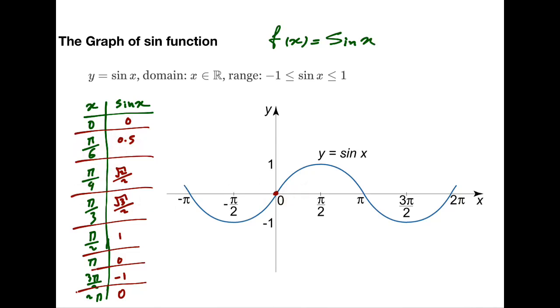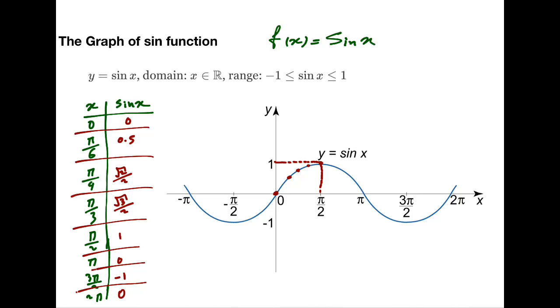So pi over 6 will be somewhere maybe about here, and its corresponding y value is 0.5, so it's here, and this y value will be about here. So maybe this point here, and then for pi over 4, maybe it's a little bit higher. For pi over 3, it becomes a little bit higher. At pi over 2, it becomes exactly 1. Right, so at pi over 2, it's 1.